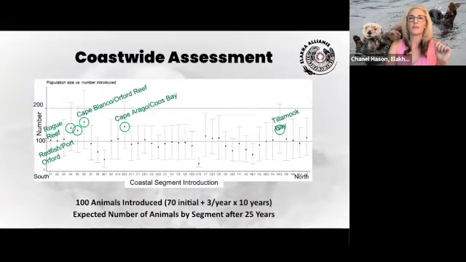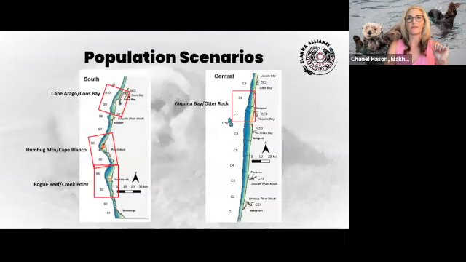So we did a coastwide assessment. If 100 animals were introduced, 70 initial, and then 3 every year for the next 10 years. And so there were some sites along the Oregon coast that scored higher than everywhere else, and it's mostly along the southern Oregon coast. So you can see here Rogue Reef, Port Orford, Redfish Rocks, Cape Blanco, Orford Reef, Cape Arago, Coos Bay, Tillamook Bay, but we wouldn't reintroduce them all the way up there. So just sticking to the southern Oregon coast is pretty much the best habitat for a reintroduction.